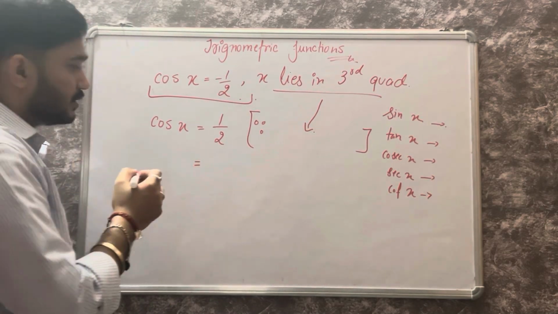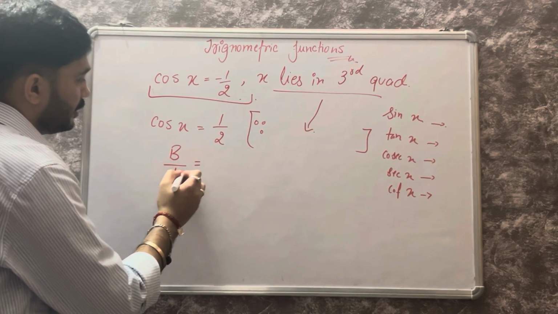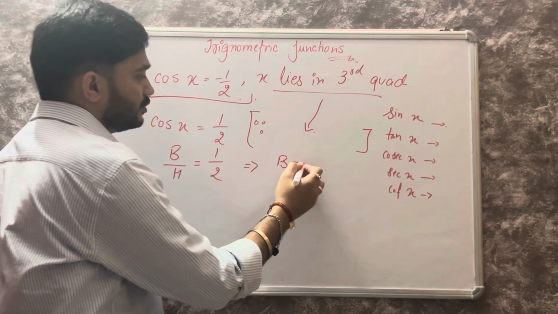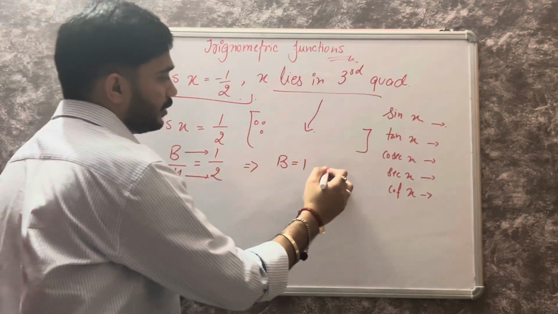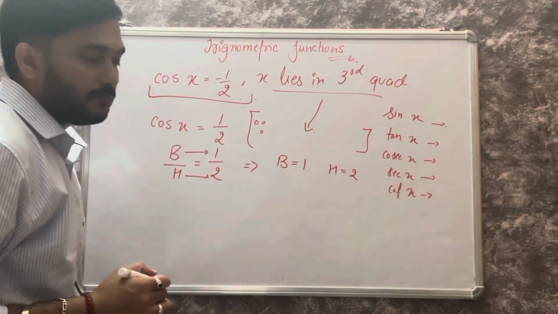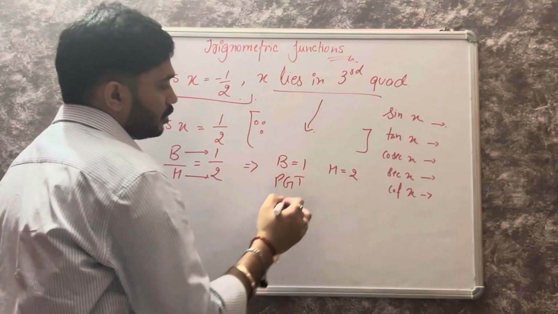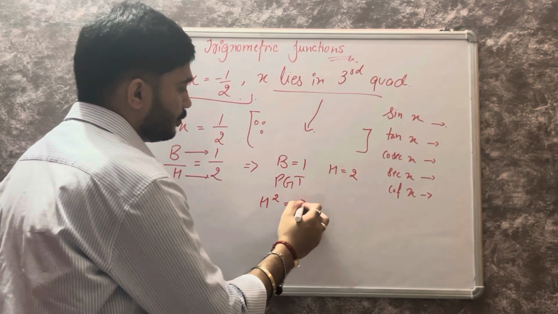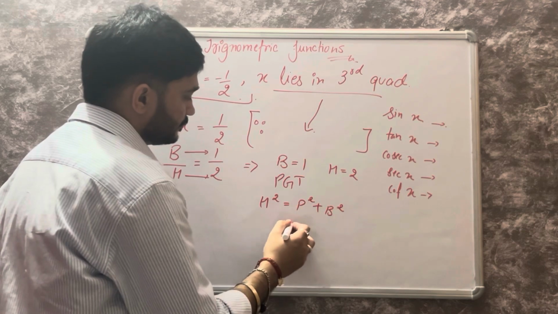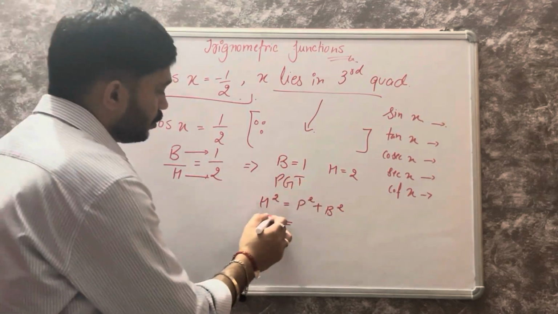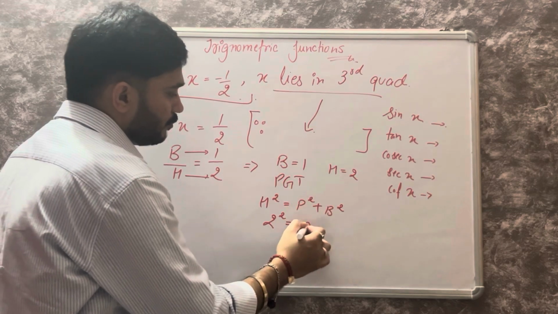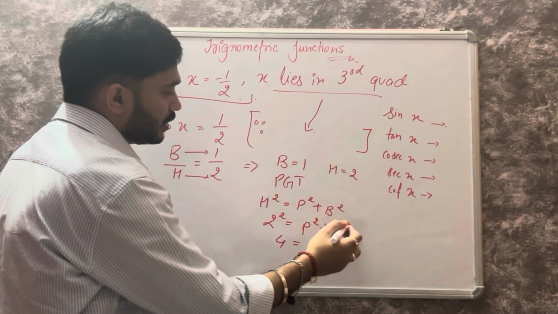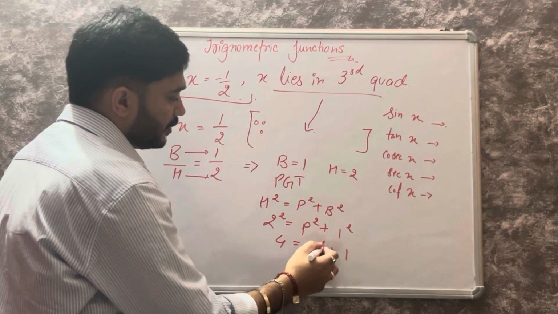What is the formula of cos? That is base upon hypotenuse, and it is 1 by 2. So, from this, base value is equal to 1 and hypotenuse value is equal to 2. By using the Pythagoras theorem, we are going to find the value of P. That is h square is equal to P square plus B square. What is h? h is 2. 2 square. P we don't know, we have to find it. B is 1, 1 square. 2 square is 4, 1 square is 1, and P square remains as it is.